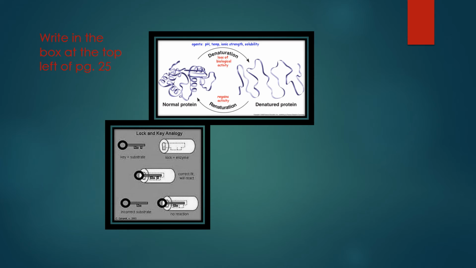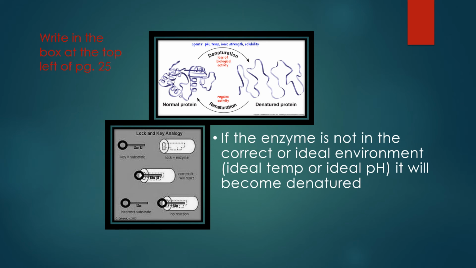All right, so up at the top left of page 25, there is a box about denaturization or denaturation. This is the last thing you need to write down. There are going to be two things on this slide, but you only have to write down one of them. The first thing, this is already on your paper. There are things that can totally warp or misshape or ruin an enzyme. The two major ones are if it's not in the right temperature or if it's not in the right pH. The enzyme will become denatured, it'll lose its shape, and it won't work anymore.